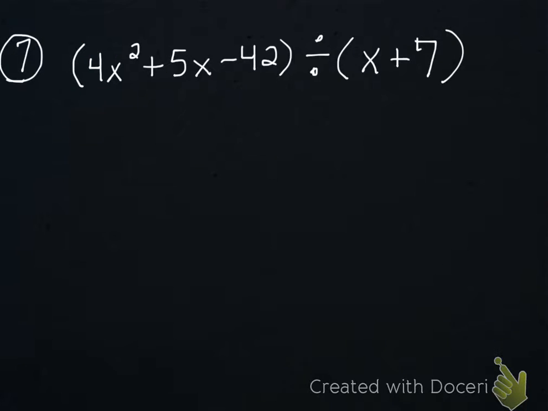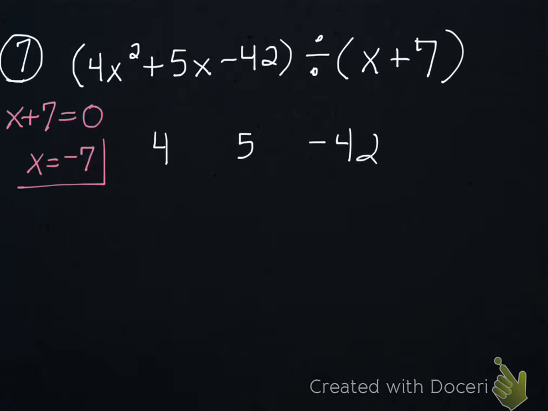Number 7. Now we're actually doing our synthetic division. Take your divisor, x plus 7, set it equal to 0. Solve for x. X equals -7. That goes in the box. Now write down the coefficients: 4, 5, -42. Draw a line leaving enough space in between to fit a few numbers. The first number is going to come down. That's the 4.